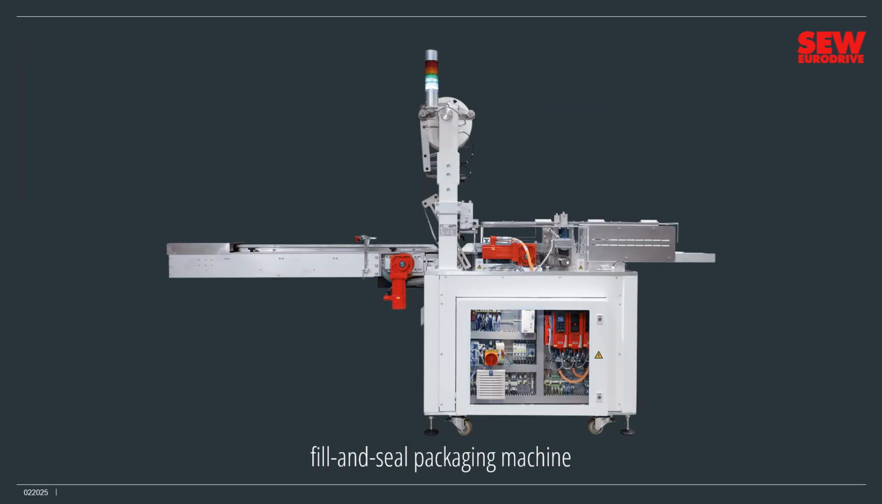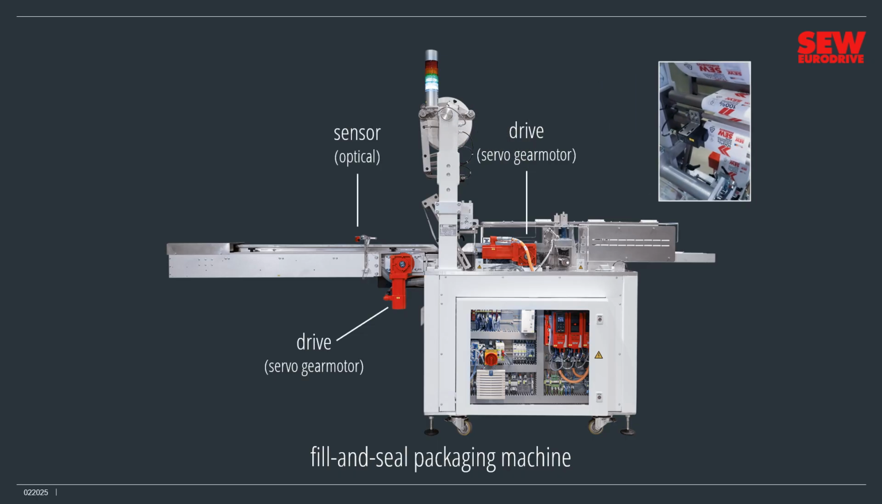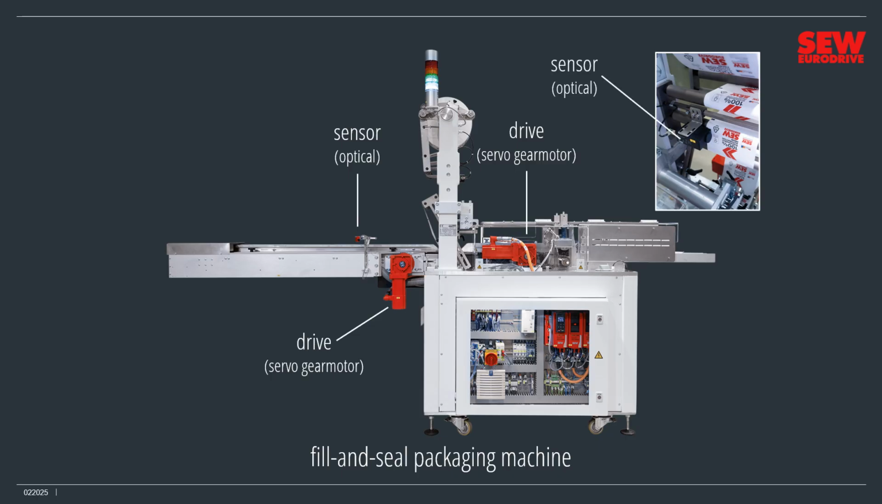As we walk around to the other side, we discover two more drives, also servo gear motors, that move other sections. An optical sensor detects the product as it moves through the machine. Another optical sensor helps control the packet material feed system. All the control and communications electronics are in the cabinet that makes up the machine's base.